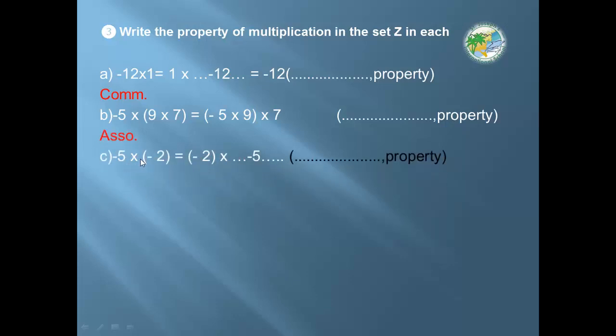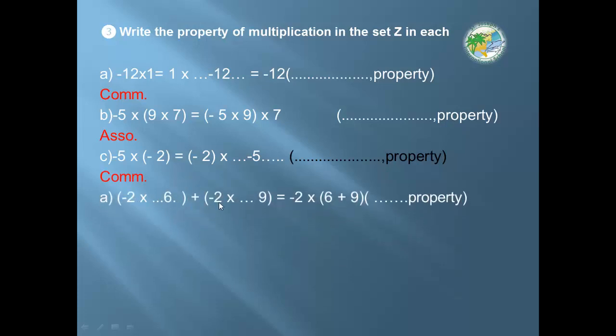Here, 5 times negative 2, we should write the negative between the bracket as you like, sorry, negative 5. Then times negative 2 times negative 5, okay. Here is the first place and here is the second place; here the second place becomes the first place. So which property, the commutative property or the associative property? Come on. The commutative property, of course, the commutative property.